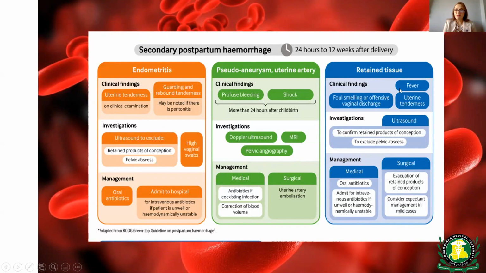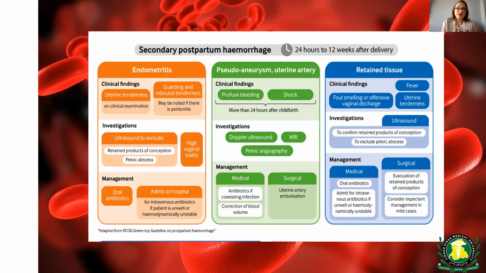It could also be because of retained tissue. Again, the patient can be presenting with fever, foul-smelling vaginal discharge, uterine tenderness. Your investigation will include an ultrasound to confirm the RPOCs and to exclude a pelvic abscess. And the management, again, is antibiotics, admit if you think she's unwell, and surgical evacuation of retained products once she's stable, and consider expectant management in mild cases.